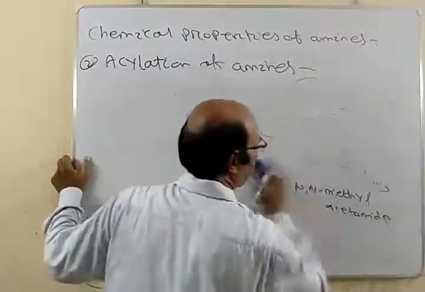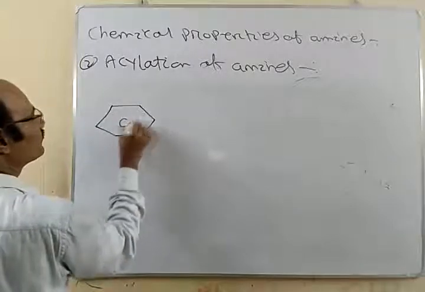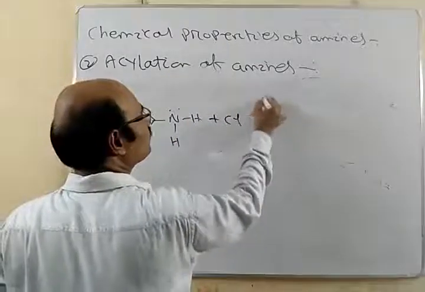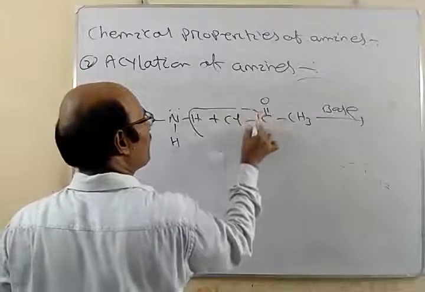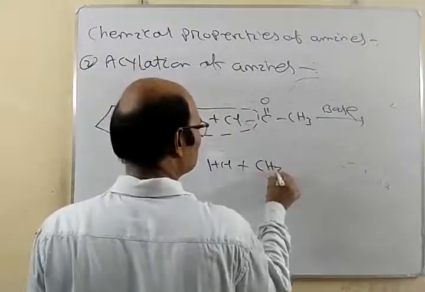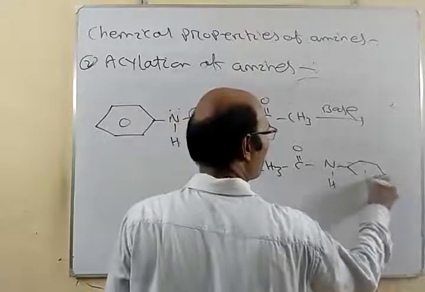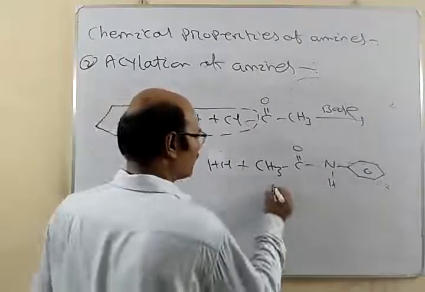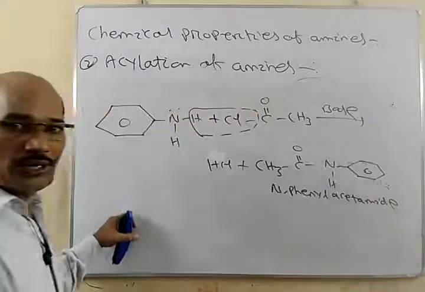If I take aniline, C6H5NH2, plus Cl, C double O, CH3, acetyl chloride, in presence of base, we get HCl plus CH3, C double O, NH, C6H5. This is what? N-phenyl acetamide.